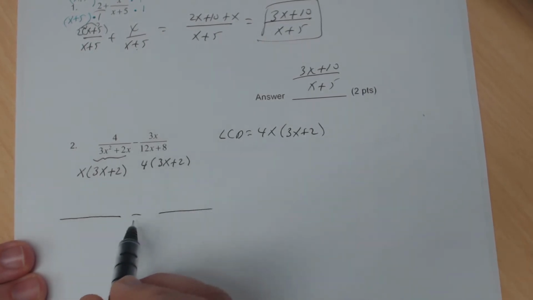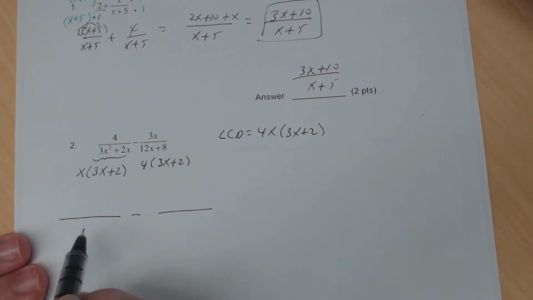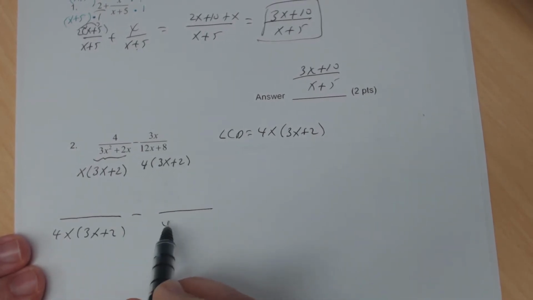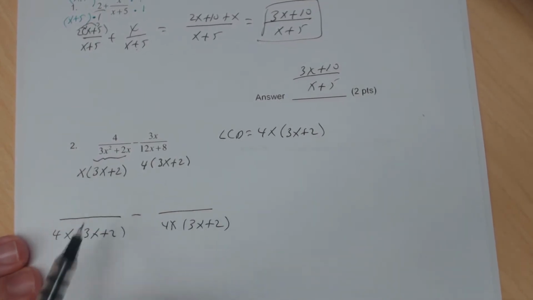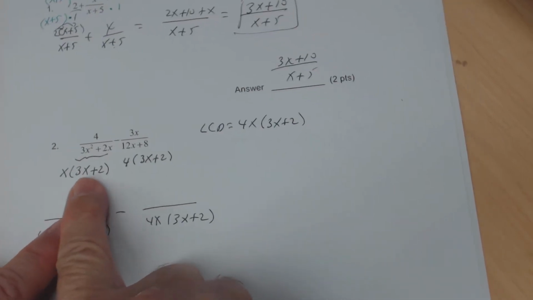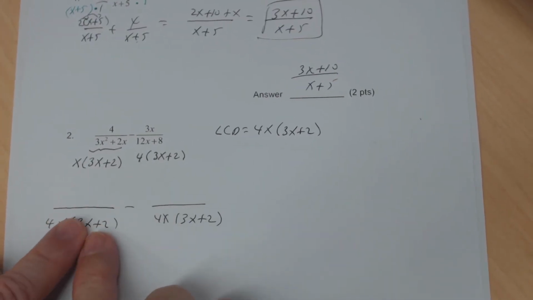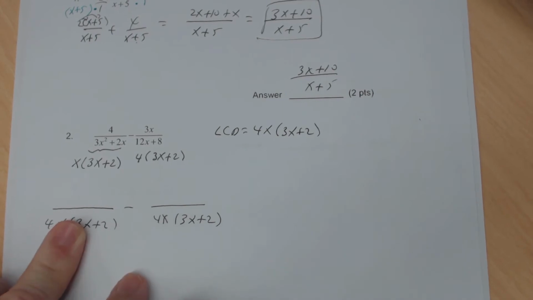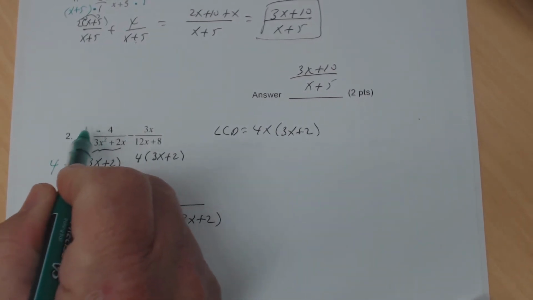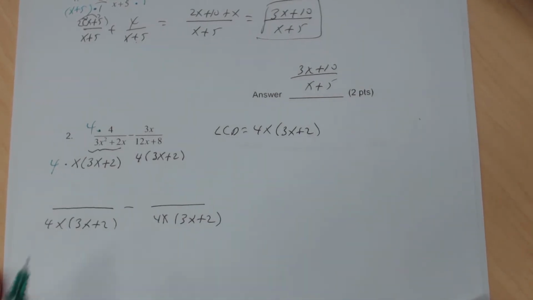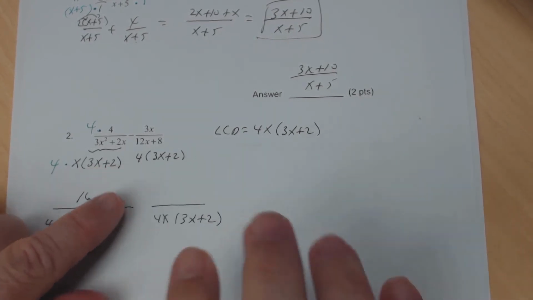So now what you're going to do is write two fractions with that LCD, with that denominator. Now be careful with this one because this is now going to be a subtraction. So we get 4x times 3x plus 2. Okay, so let's look at what I had and what I need. I had the factors x and 3x plus 2, so that's this. What I'm missing is that 4. So I've got to multiply this denominator by 4, but what I do to the denominator, I have to do to the numerator. So 4 times 4 is 16. So that goes here.